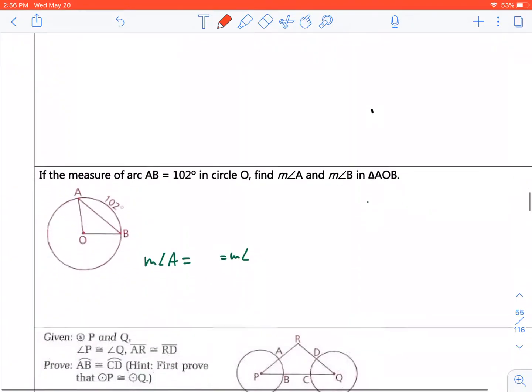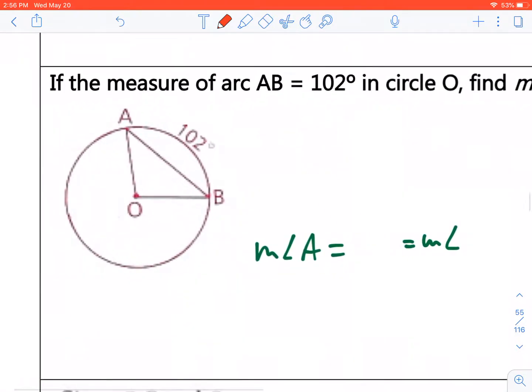A couple of problems. So there we have a circle. It's got an arc measure of 102.